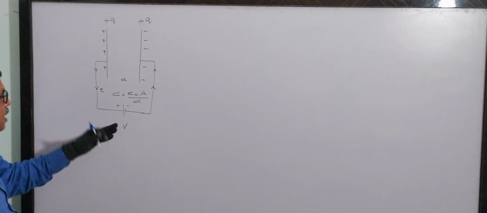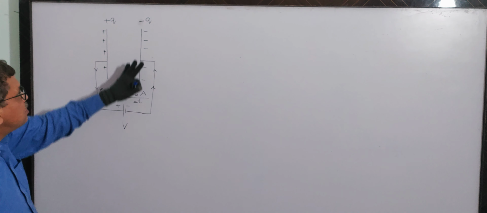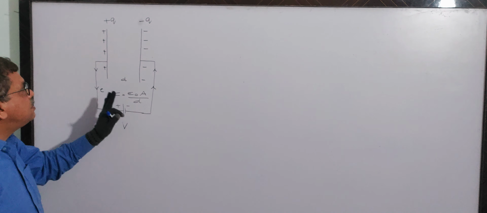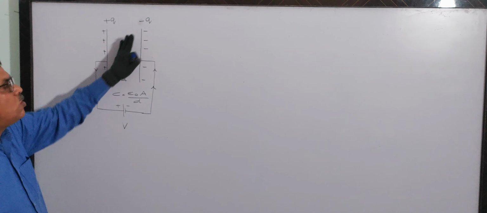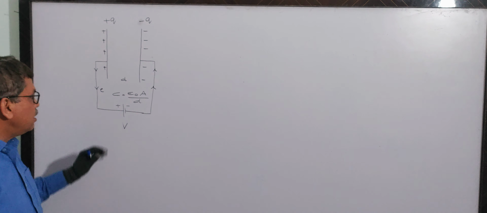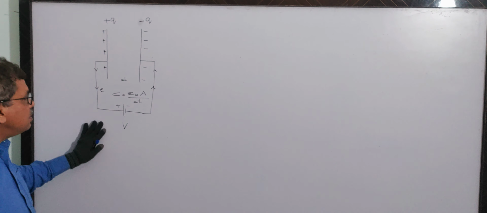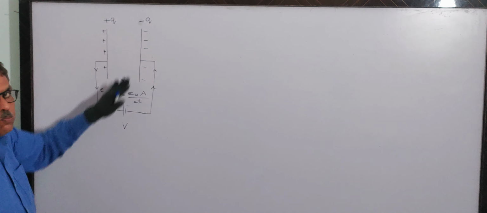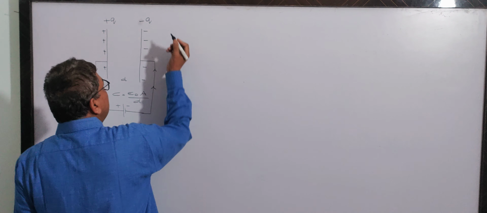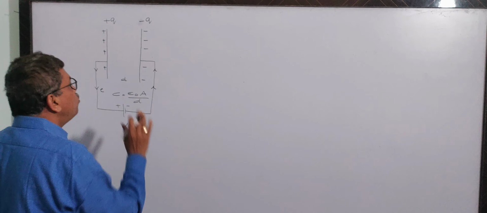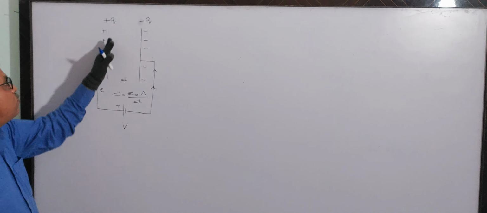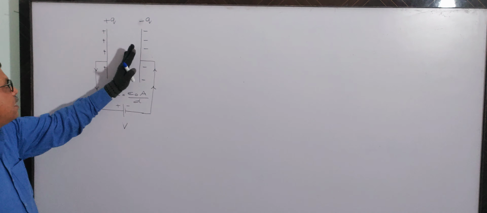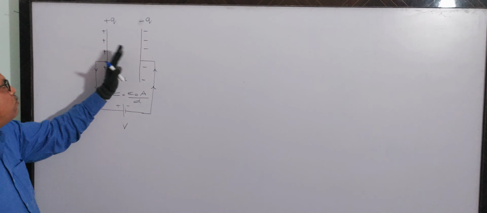This process takes place for a very short time, and in steady state the charge Q is on the two plates of the capacitor. So I can find out the electrostatic potential energy stored between these two plates. Now how to find it? We will forget that this plate is there, and find the electric field at a distance x from this plate.